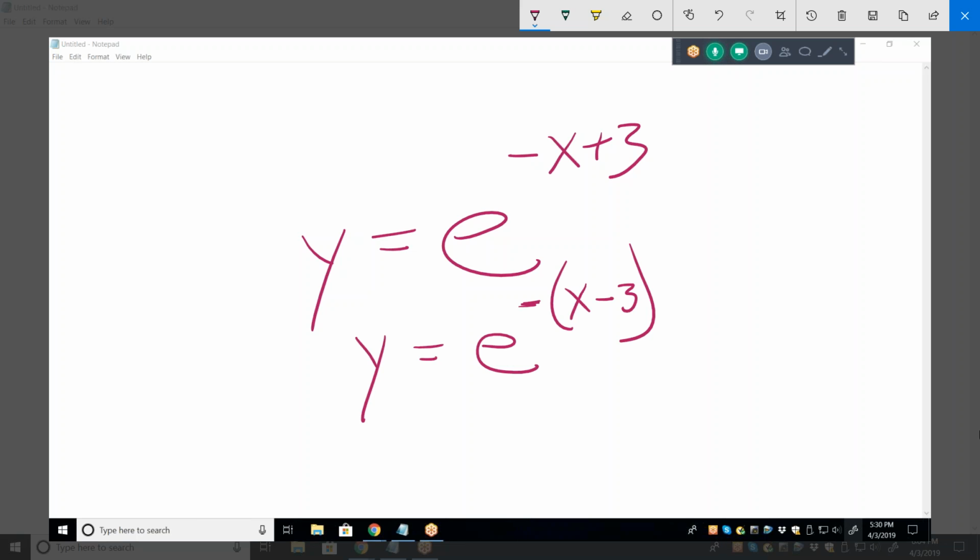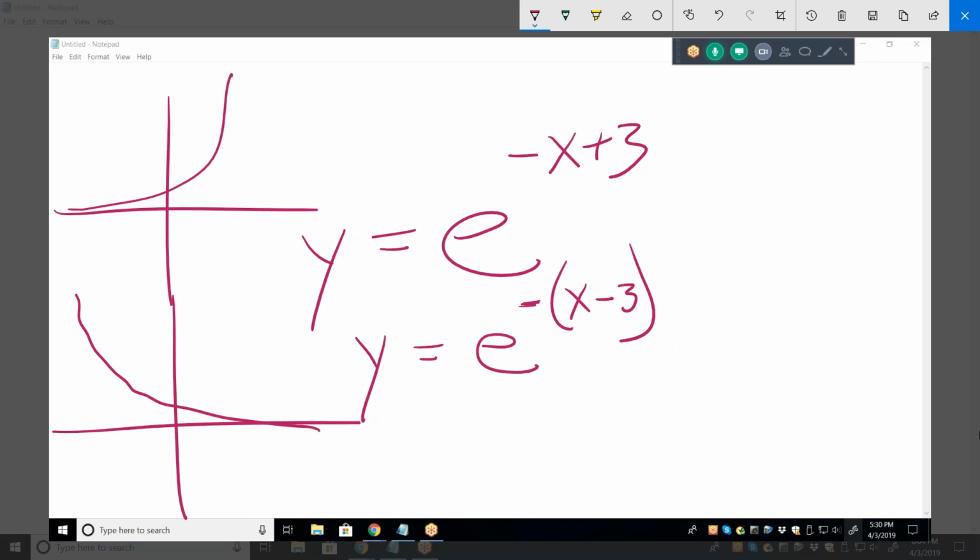Now it's the e to the x curve, reflected over the y-axis, shifted 3 units to the right. Well, okay. The e to the x curve, reflected over the y-axis, is like that. Shifted 3 units to the right. This point right there goes to there. It's like that.